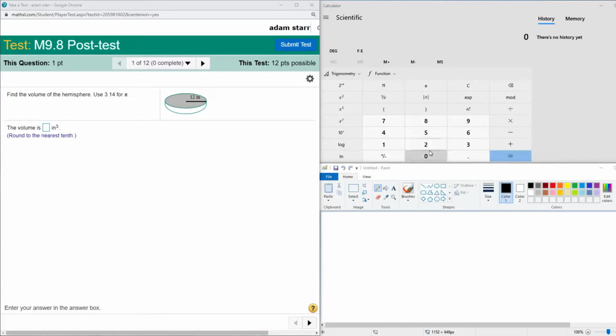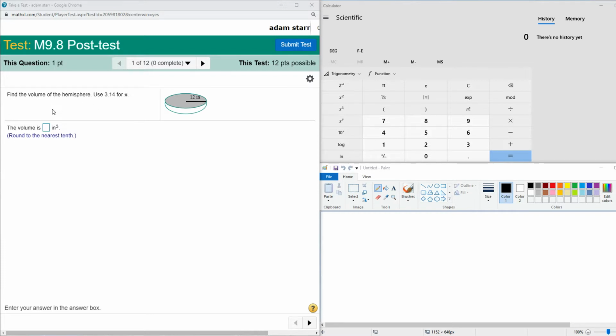Morning, everyone. This is 9.8's post-test, which is on volume. So the last post-test was surface area. This one is volume. Volume, I think, is a little bit easier to deal with. The formulas aren't as difficult. There's not as many pieces. So let's get this one started.